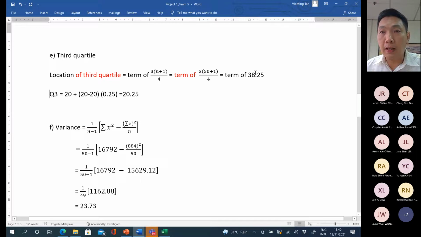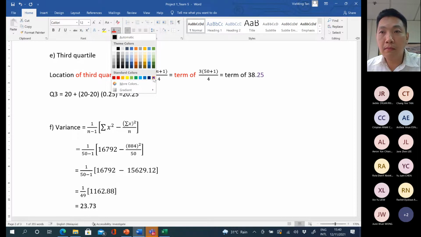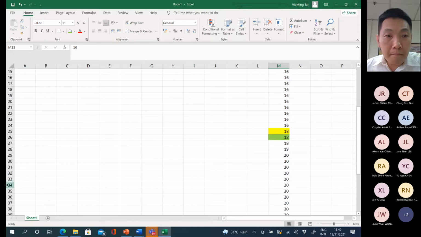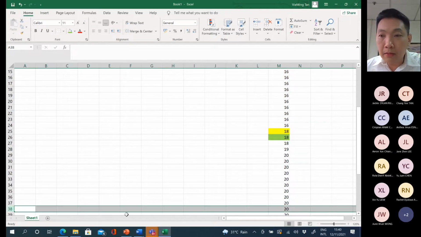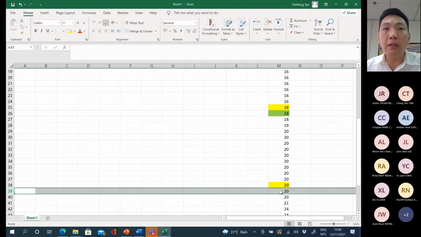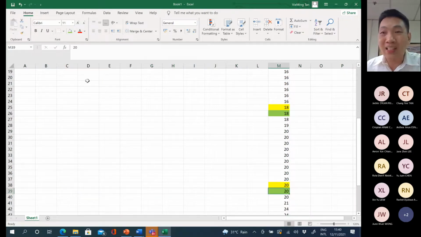It's better to use Excel to get the answer. We know that it's in between term 38 and 39. This one I use purple color. Now we go back to Excel. Term 38 is this number. Term 39 is this number. Incidentally also the same value, so that means your Q3 is equal to 20 exactly. But you can also show the workings.